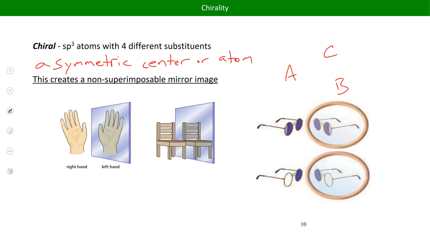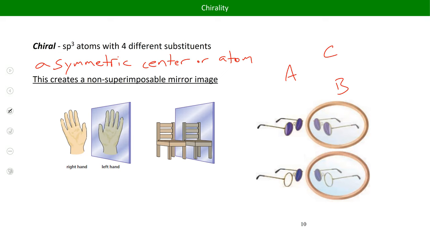Right, and four different substituents. With four different substituents, right. But basically, anytime you've got an object that's going to have a left, a right, a front, a back, and that creates a top and a bottom, right? That means that if you can tell the difference between it, if the top is different than the bottom, and the left is different from the right, and the front is different from the back, it's a chiral object.